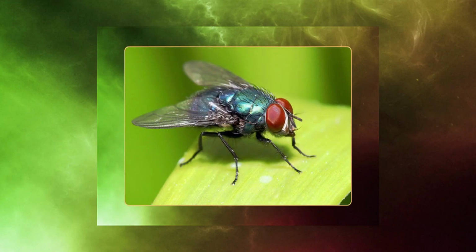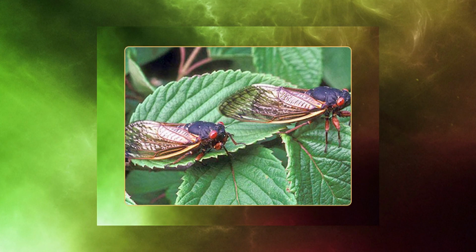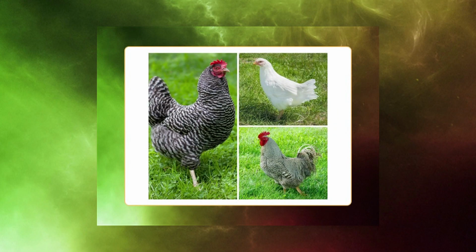Paternally inherited mitochondria have additionally been reported in some insects such as fruit flies, honeybees, and periodical cicadas. Male mitochondrial inheritance was recently discovered in Plymouth Rock chicken. Evidence supports rare instances of male mitochondrial inheritance in some mammals as well.